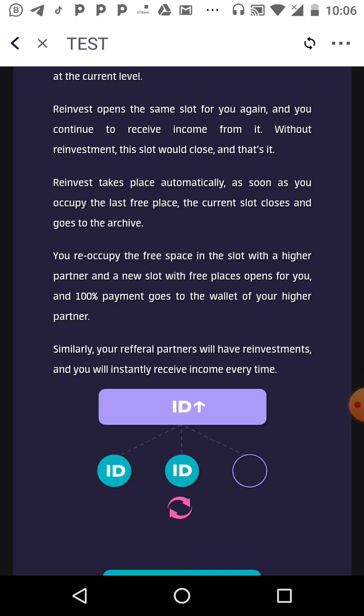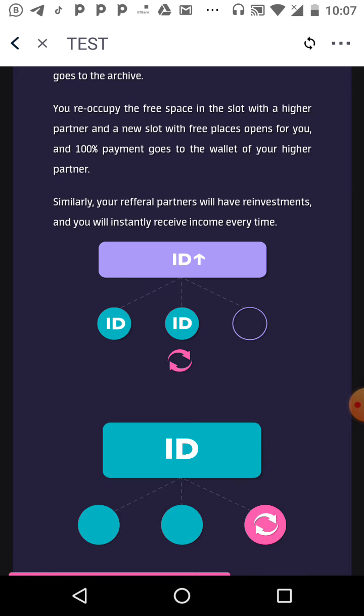All right. So you occupy free spaces in the slot with your higher partner, and a new slot with free places opens, and 100% payment goes to the wallet of your higher partner. Similarly, your referral partner will have reinvestment, and you will instantly receive income every time. So you will continue receiving payments from your partners, your downline.